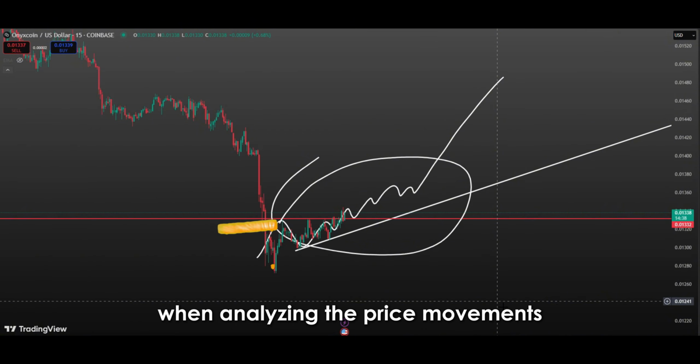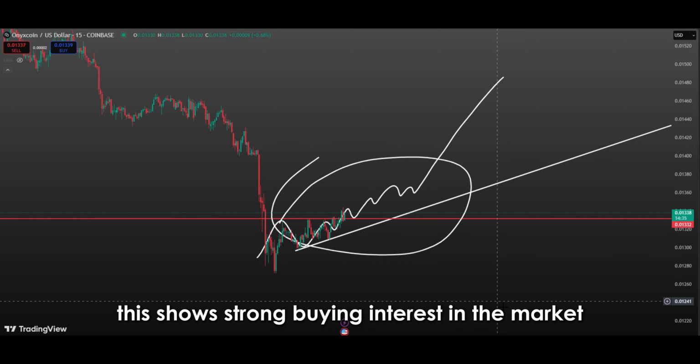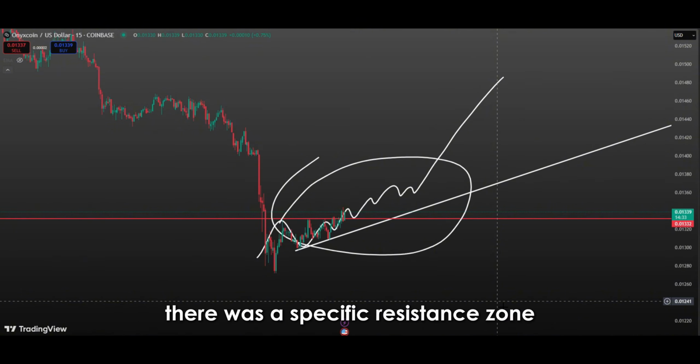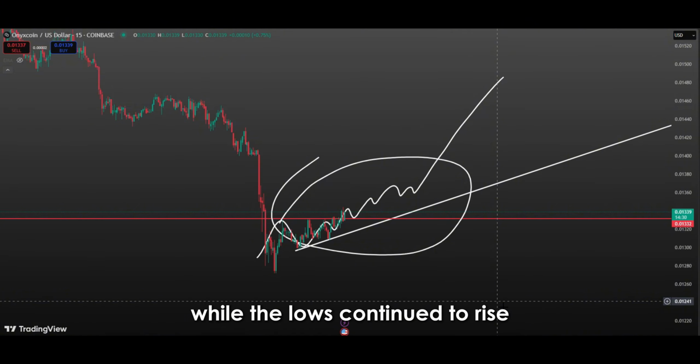When analyzing the price movements, it is clear that the lower trend line is being supported by consistently higher lows. This shows strong buying interest in the market, with more investors stepping in at each pullback. At the upper boundary, there was a specific resistance zone that the price touched multiple times. With each touch, the resulting pullbacks became weaker, while the lows continued to rise. This tightening range indicates that the price is building energy and preparing for a breakout.